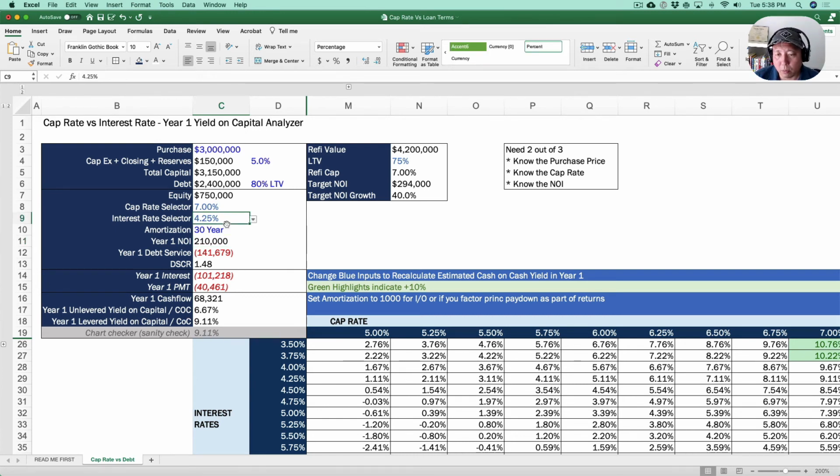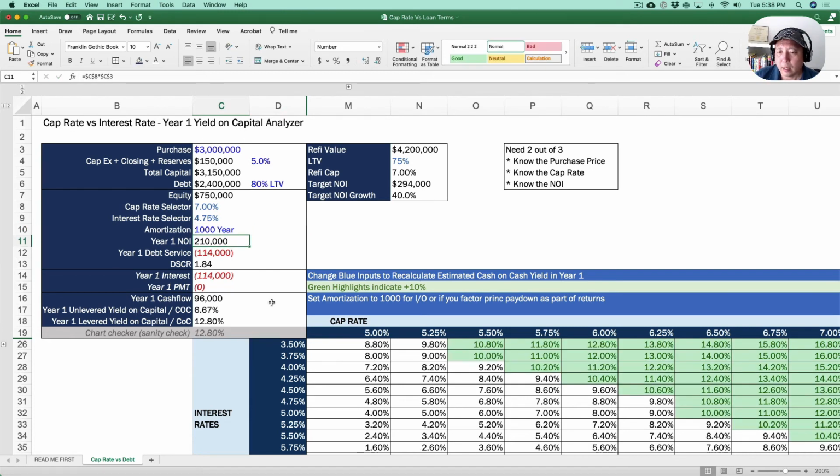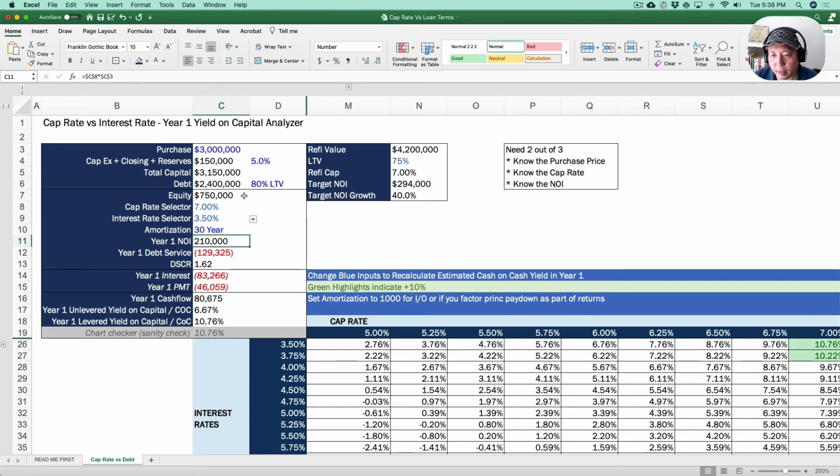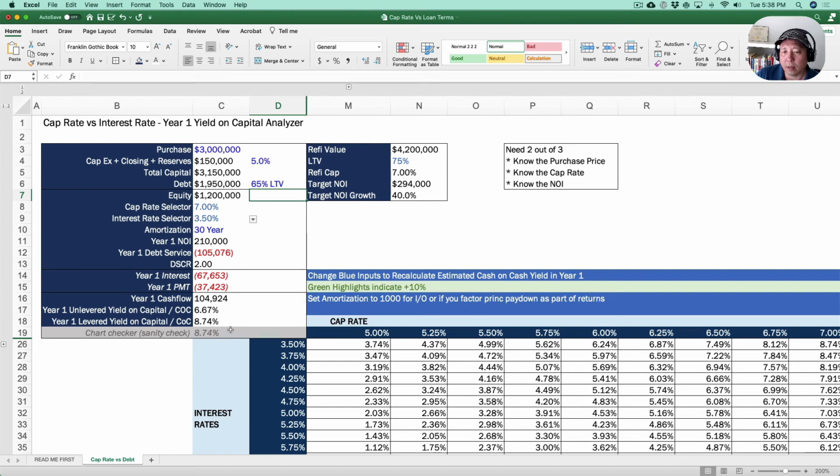Someone else is saying, hey, look, we'll give you 4.75, but we're going to give you interest only. You could start to play around, or, hey, we're going to give you 5%, or let's say we're going to give you 3.5%. We're going to do 30-year AM, but we're only going to give you a 65% LTV, right? So now you can start to see how all of this stuff is related, how it affects your yield on capital.